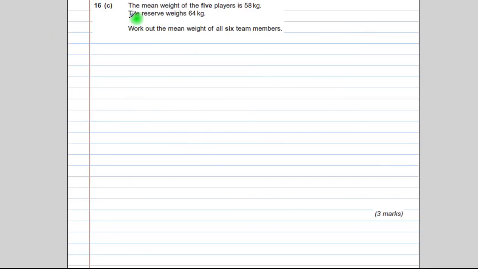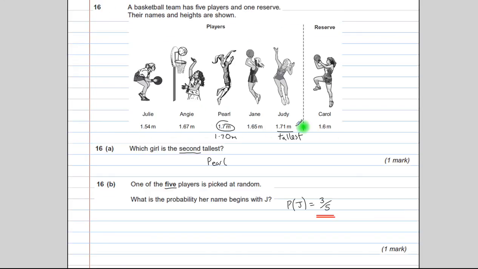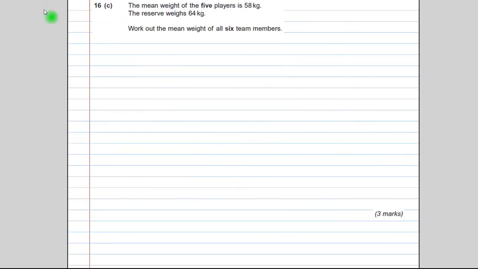Part C. The mean weight of the 5 players is 58 kilograms. The reserve weighs 64 kilograms. Work out the mean weight of all 6 team members. So when it's talking about weight here, remember weight isn't given in this, so it's nothing to do with this diagram here. What it is saying though is if we worked out the mean, the answer would be 58.